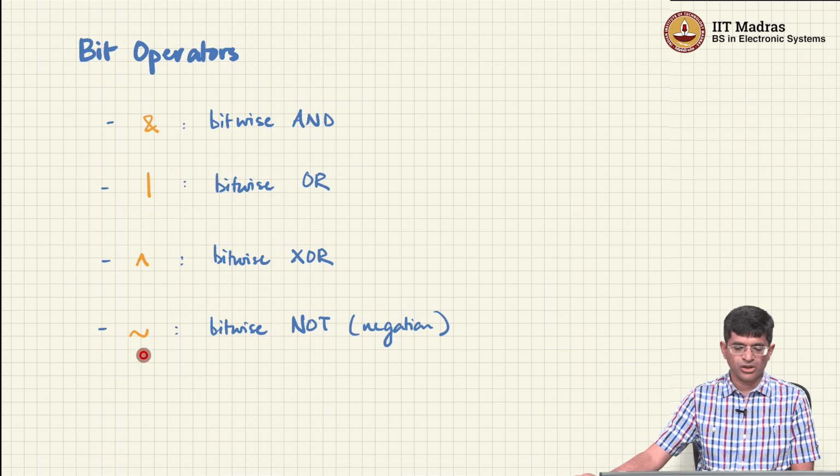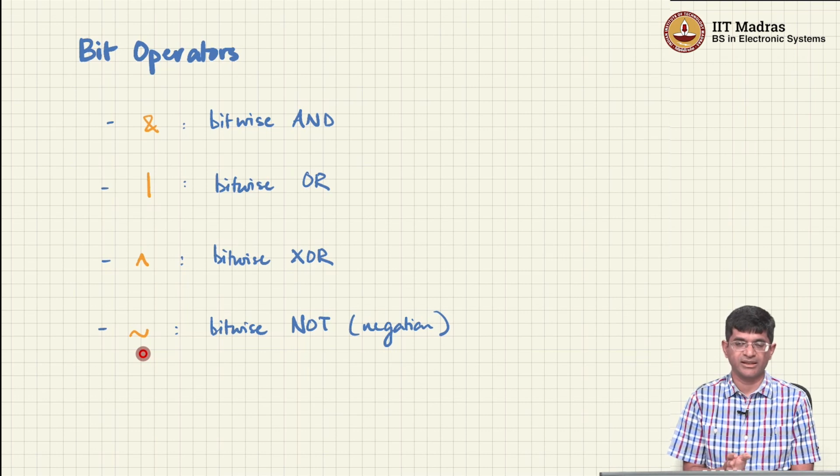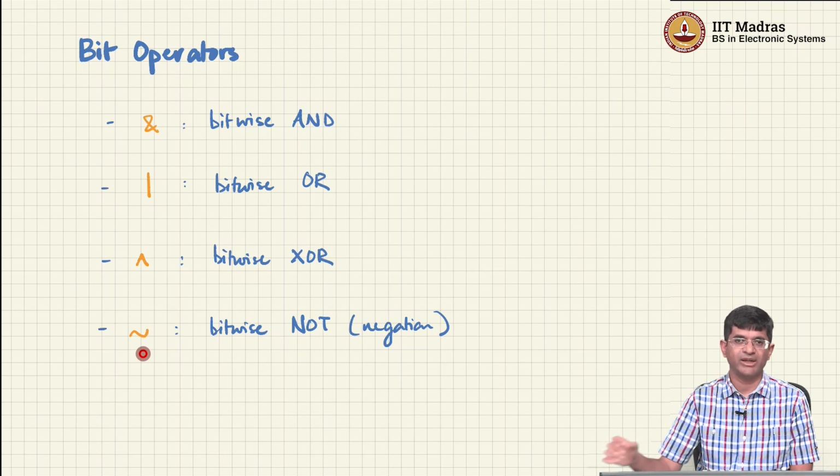There is also the bitwise NOT operation, which is not a binary operation. It does not take two operands, it just takes a single operand and inverts all the bits. This is also called negation. It is basically the same idea as a ones complement. It flips all the bits of a given number or a given value.